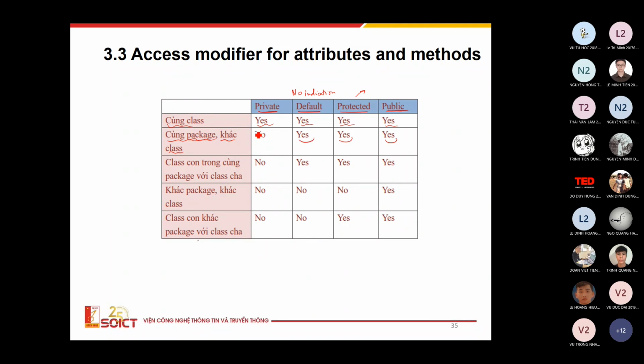Remember here, no. In the same package but a different class, you cannot access the private attribute or method. In a different class and different package, of course, you cannot access this. You can just access public attributes or public methods. And for inheritance, we will say later, okay? But now, please remember this and this.